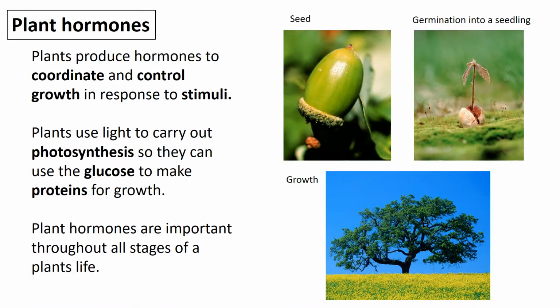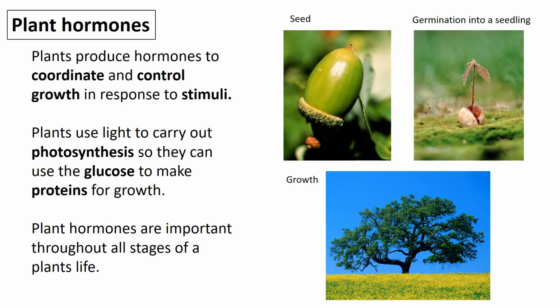Okay, the last part of this is to look at plant hormones. Plants produce hormones to coordinate and control growth in response to stimuli, just like animals do. And plants use light to carry out photosynthesis and use the glucose to make proteins for growth.